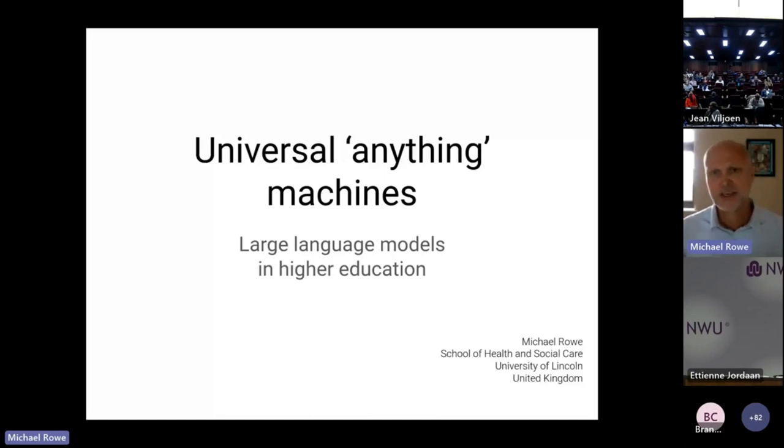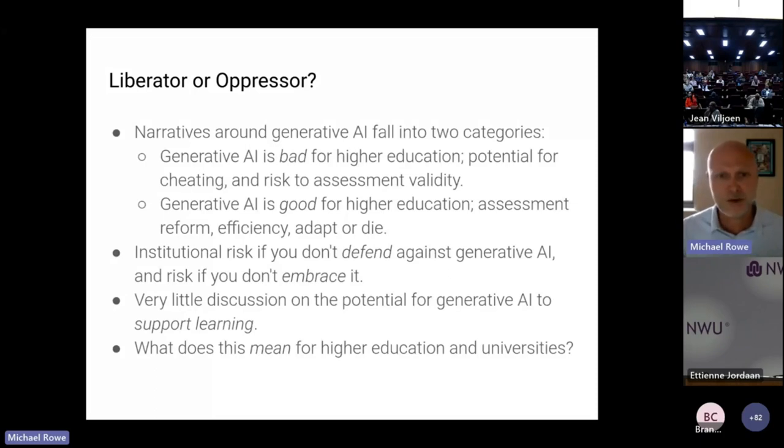And I think that's interesting because the two narratives that we face at the moment around generative AI really fall into these two categories: that generative AI is either bad for higher education because there's the potential for cheating and the risk to assessment validity. I'd suggest that we've always had a potential for cheating, and that most of our assessments in higher education are neither valid nor reliable. So I would say that not much has changed with the arrival of generative AI.